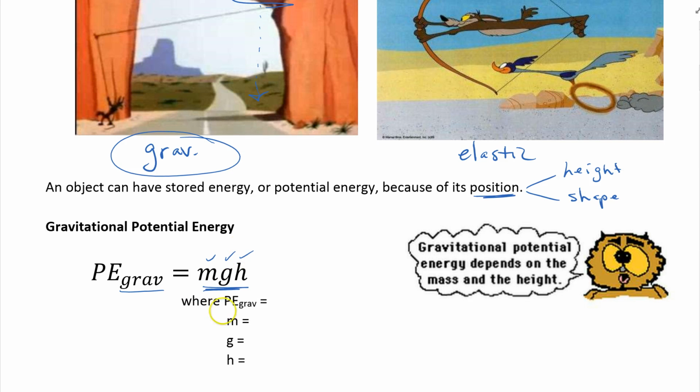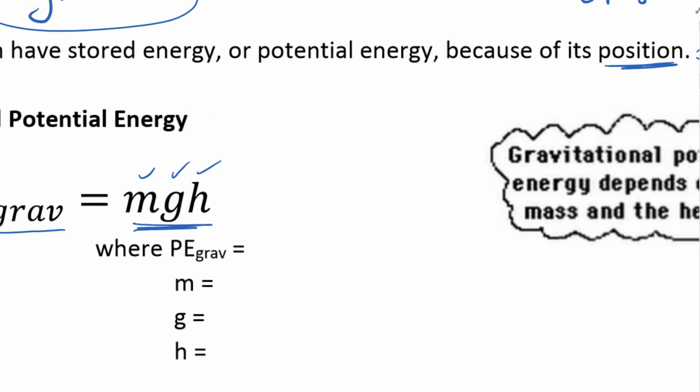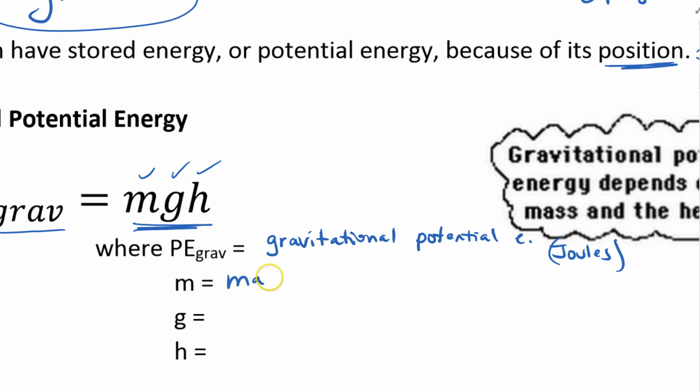So here we're going to say PE grav is going to be equal to, I'm going to write it all out here. PE grav is gravitational potential energy. Oh, I'll just say E for that one. It is measured in joules. m is mass, which is measured in kilograms. g is the gravitational field strength.